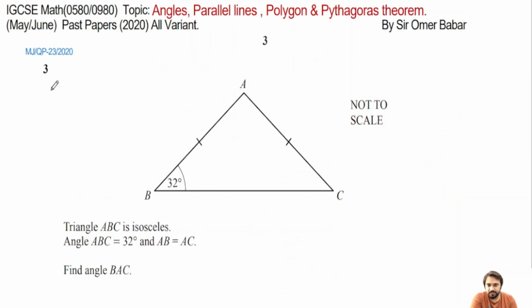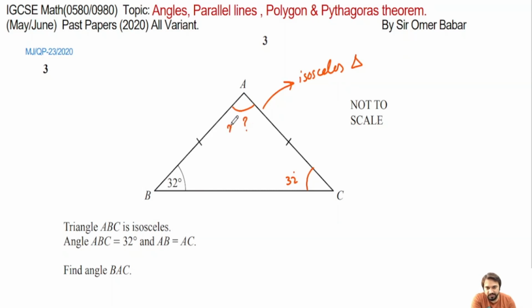Now the next question is question 3. The paper was 2 and the variant was 3 and the same year 2020. Again we have this diagram ABC and it's an isosceles triangle. An isosceles triangle is one which has two sides equal and two angles equal, that are called the base angles. If this angle is 32, this angle is also 32. Triangle ABC is isosceles. Angle ABC is equal to 32 degrees, AB equal to AC. Find angle BAC. We need to calculate this angle A.